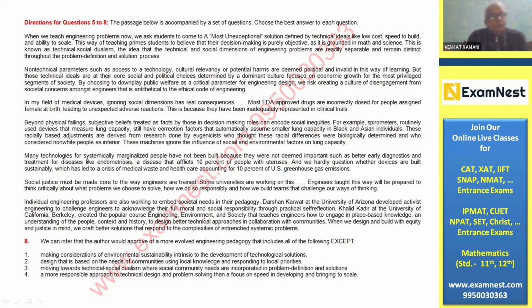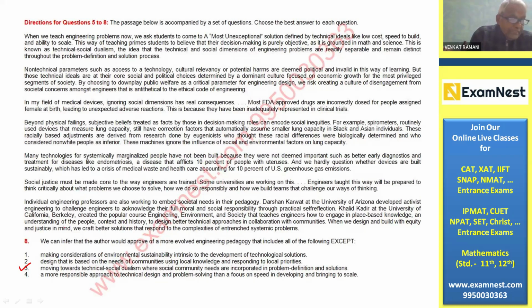Well, the author would recommend, I think, making considerations of environmental sustainability intrinsic to the development of technological solutions. That is, you consider environment as important when you talk about developing technology. Design that is based on the needs of communities using local knowledge and responding to local priorities. That's correct. He would approve of that. Moving towards technical social dualism, where social community needs are incorporated in problem definition and solutions. No, that is not approved.